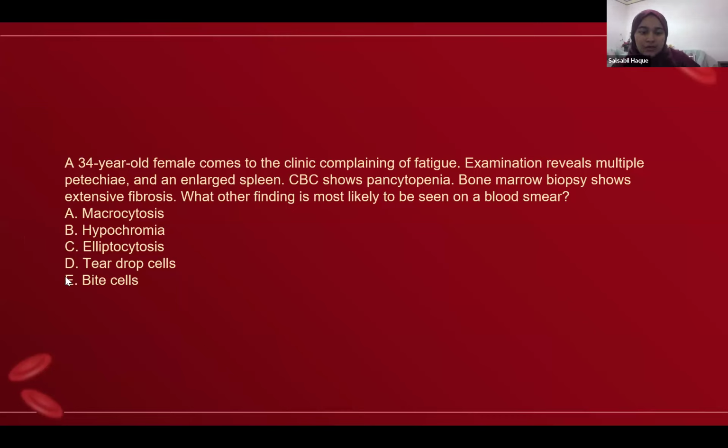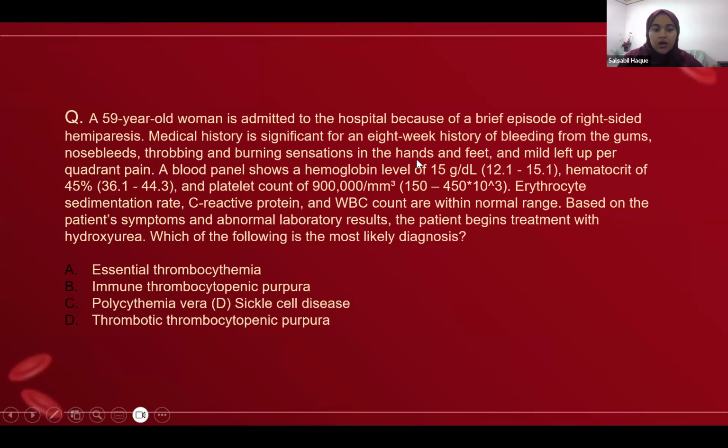Someone said E, bite cells. This is characteristic of G6PD deficiency, which has Heinz body formation. It goes to the spleen, which bites off the Heinz body, and then you have bite cells, right? But that's not the case here. Here in the bone marrow itself, so the problem is somewhere else. In the bone marrow itself, you have extensive fibrosis. Okay, so this is myelofibrosis. The answer is D. Okay, almost towards the end.